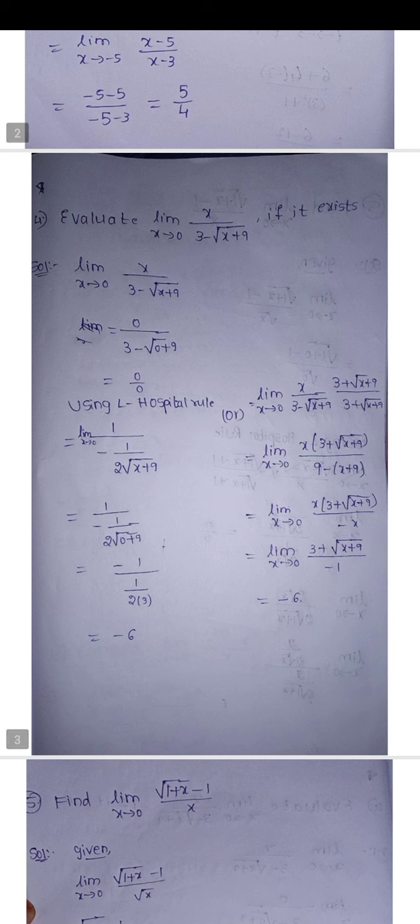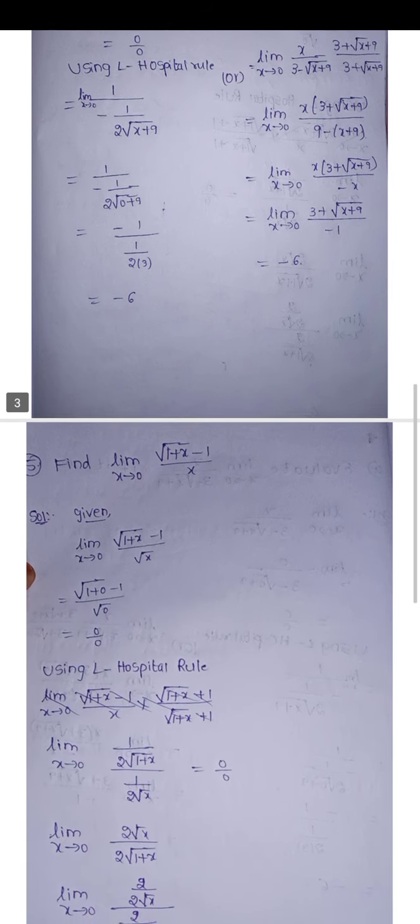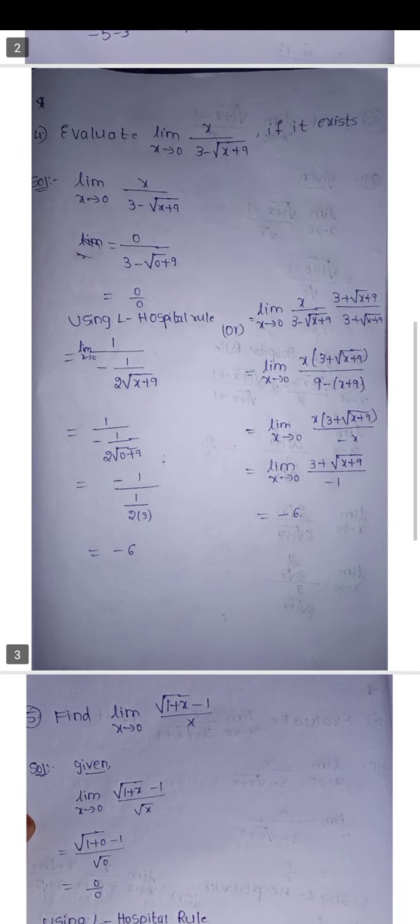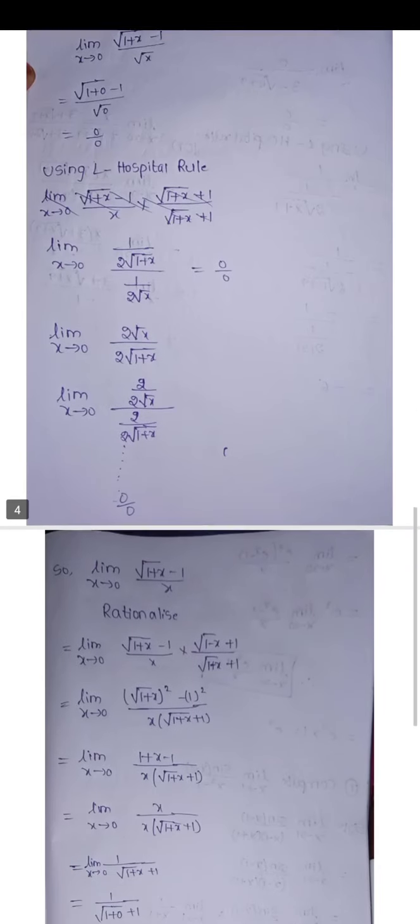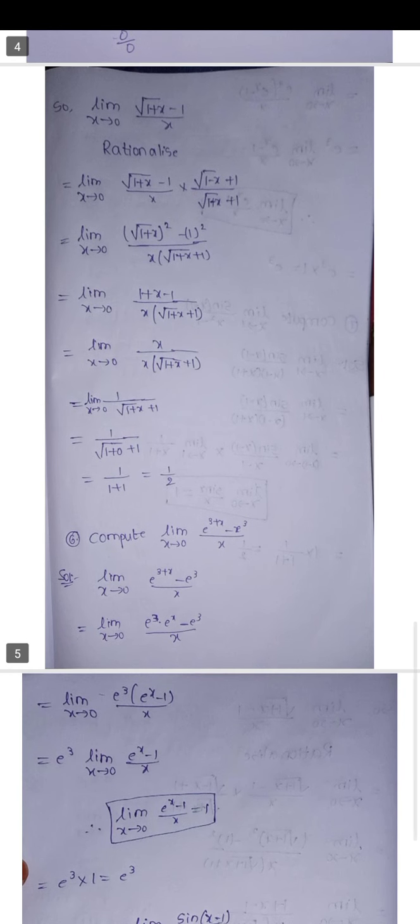So we can do this problem by using L'Hospital rule, or we can do this by using rationalization. Next we will see the next problem. Find limit x tends to 0, root of 1 plus x minus 1 by x. Here I did rationalization.